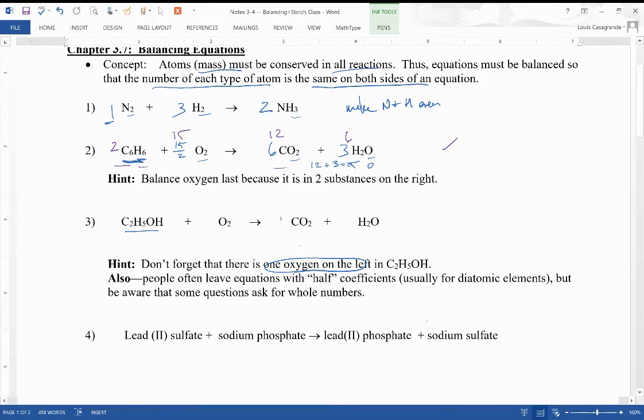So let's start off. 2 carbons on the left, 2 carbon dioxides, 6 hydrogens. Don't forget to add those together. So I need 3 water molecules. So now I've got 4 plus 3, I've got 7 oxygen atoms on the right. And so what I need is 7 oxygen atoms on the left, but I already have 1 here.